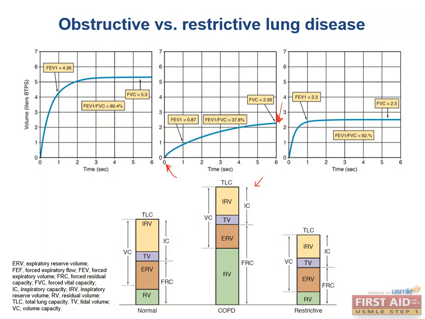Where's the functional reserve capacity? Well, that's a trick question. Since this diagram shows forced exhalation, you won't be able to see the lung volume after a normal exhalation.